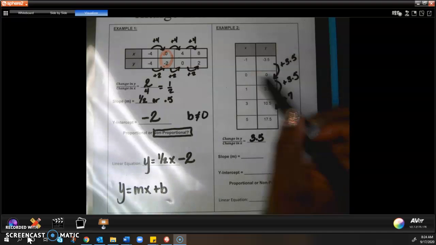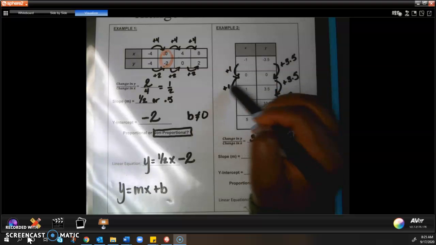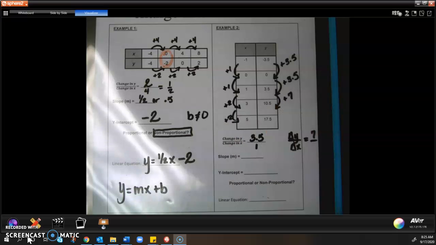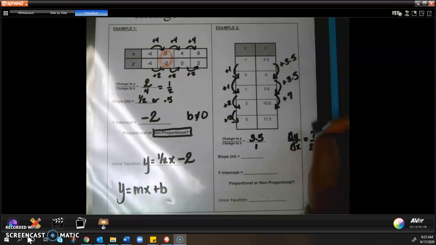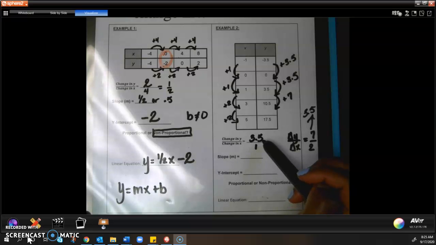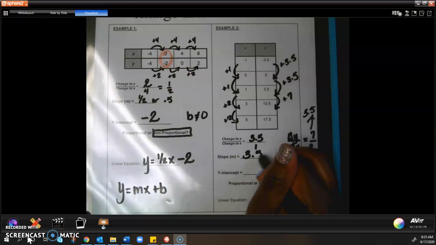Okay. To go from -1 to 0, you add 1. 0 to 1, you add 1. So 3.5 over 1. And then 1 to 3 is adding 2. And 3 to 5 is adding 2. So that's 7/2. Well, 7/2 is 3.5. Okay, so that is 3.5. So even if the pattern changes, it's still a constant rate of change because for every 1, you add 3.5. So our slope is positive 3.5.